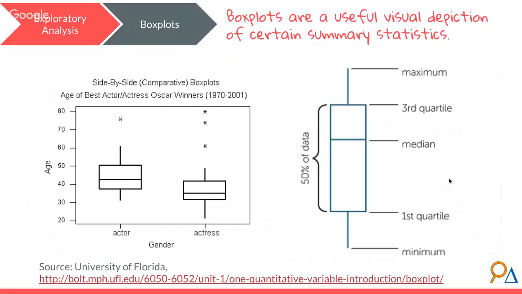So here we have an example of a box plot. Box plots are a useful visualization, a depiction of certain summary statistics. This is how box plots usually look. The tip at the bottom shows the minimum value, where the tip ends, that's the beginning of the box plot, shows the first quartile.